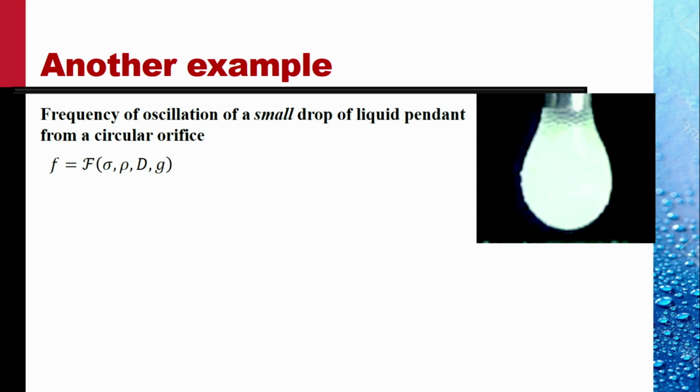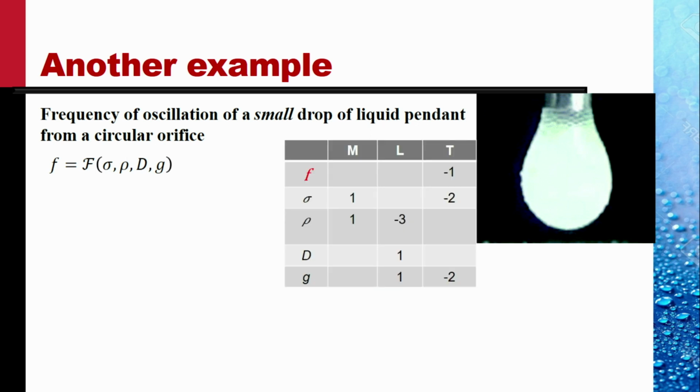So n is equal to 4 in this problem, 4 independent parameters. We choose the MLT system again, quite convenient. We understand the dimension very intuitively, and we write the dimensions for all the quantities, dependent as well as independent, f, sigma, rho, D, and G. You can verify for any one of them.